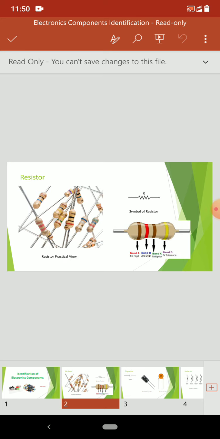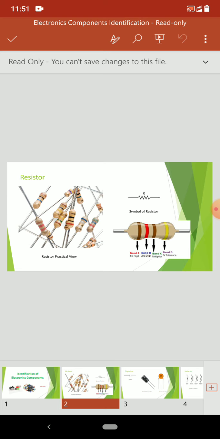So our first component is resistor. Resistor is a passive two terminal device. It has no polarity and the unit of resistor is ohm. This resistor opposes the flow of current. The symbol of resistor is shown in this presentation.